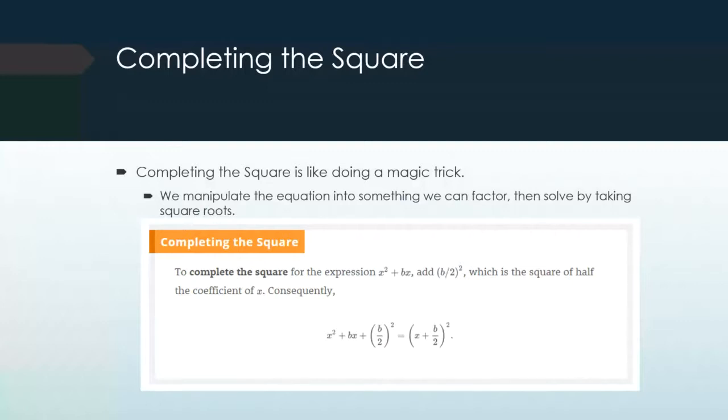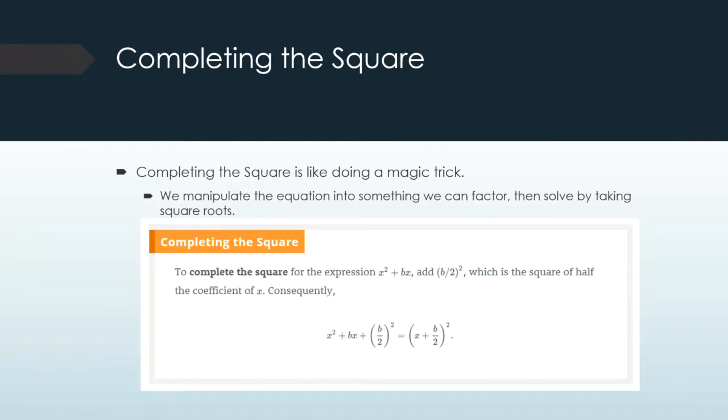So I like to think of completing the square as like doing a magic trick in order to make it factorable and then to make it something that you can solve by taking square roots. There's a lot of things about math where we manipulate what we have to make it easier to work with, and that's one of the things we're going to be doing here.